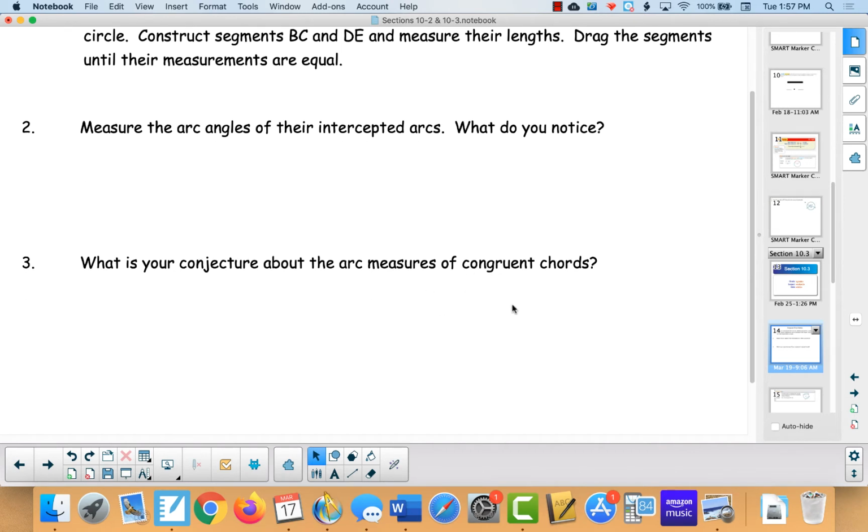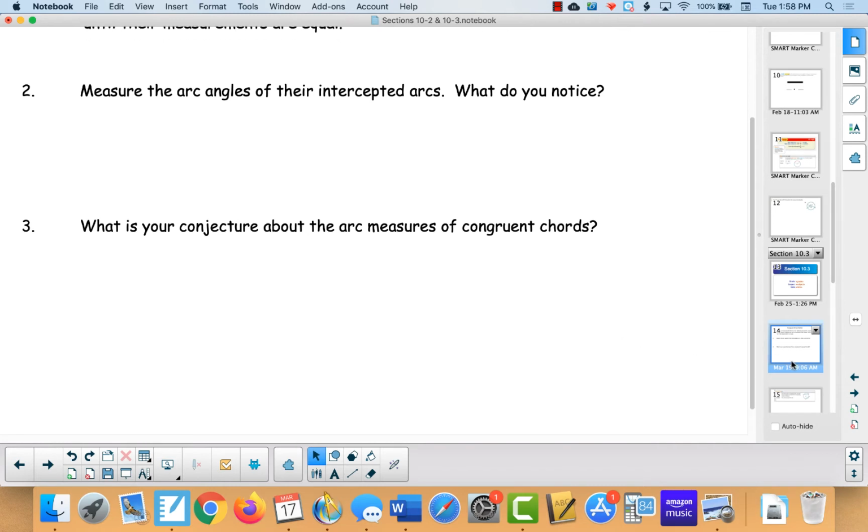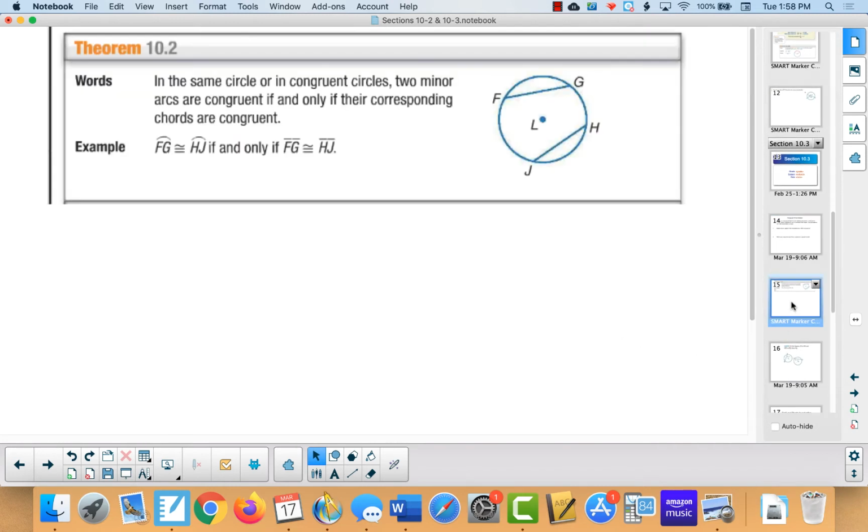arc measures and chord measures were related, and hopefully you found that when you have a pair of congruent chords inside a circle or inside congruent circles, that the arcs that make them are congruent, and vice versa. If you have a pair of arcs made by chords in the same circle or congruent circles that are congruent, then the chords will also be congruent. So that's what this theorem is saying.